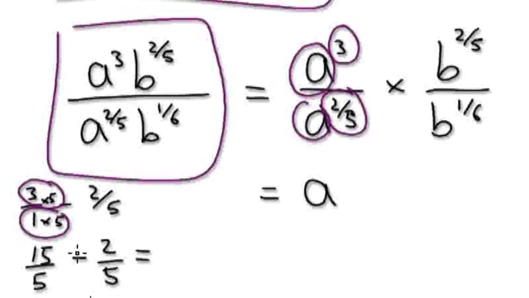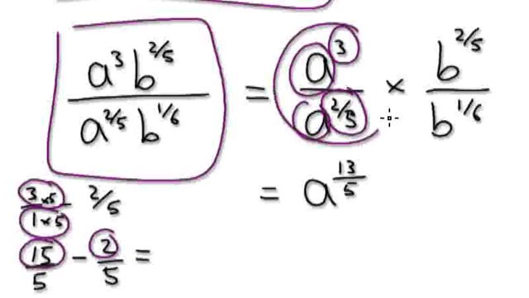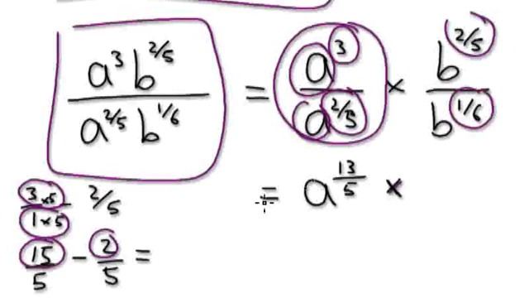Now the two denominators are the same, so it's just a matter of getting this, take away this. So that will be 13 over 5. So this whole thing here is actually a to the power of 13 over 5, and then we've got it times here with b. Now b is just a matter of this taking away this.